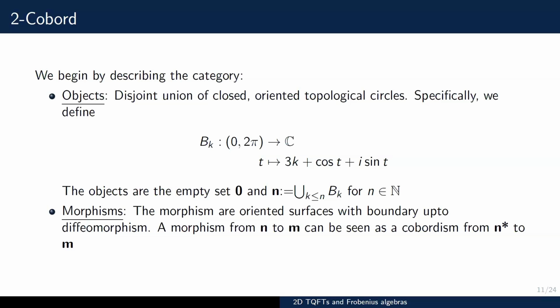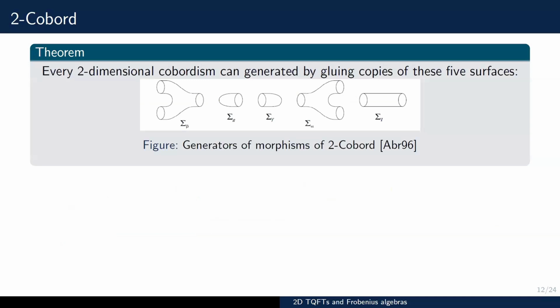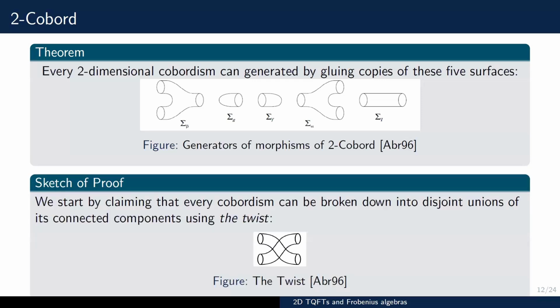However, we do understand the topology of surfaces. So we can actually break down and understand two-dimensional cobordisms quite simply. We can say that every two-dimensional cobordism can be generated by gluing copies of these 5 basis elements. Now I'm just going to give a small sketch of the proof of how we can do that. We start with one cobordism and break it down into its disjoint unions using this element called the twist.